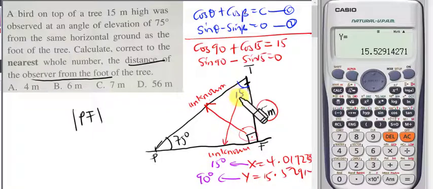So that is the 15 degrees, and what we are looking for is the length from P to F. So of course what we want is the 4.019 something, and it says that we have to convert it to the nearest whole number. So 4.019 to the nearest whole number is 4 meters. So the correct answer is 4.